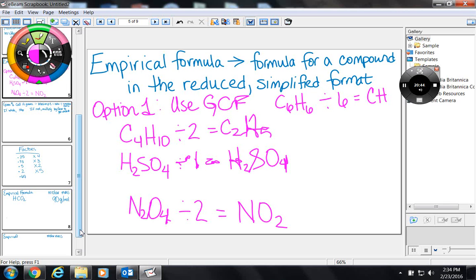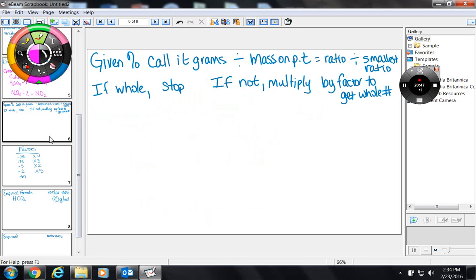Option 2. You're going to be given a percentage. You're going to think of it like grams. Those percentages are going to be like percent composition. So you'll be given 2 or 3 elements and their percent compositions. You're going to consider them grams and divide them by their atomic masses on the periodic table. That'll give you a set of ratios. You'll divide them all by the smallest ratio, and you'll get a set of numbers. If they're all whole numbers, you're going to stop. Those whole numbers give you the subscripts for your empirical formula.